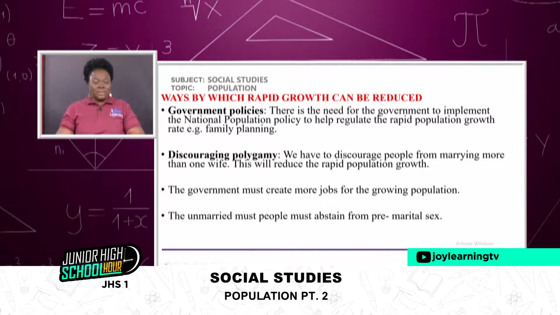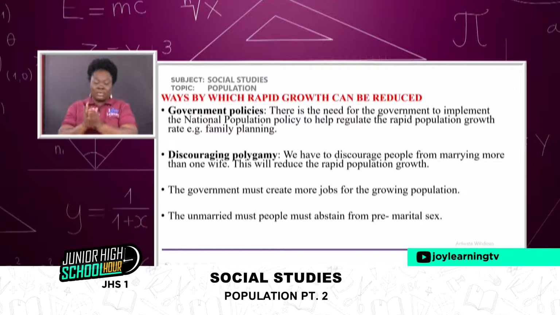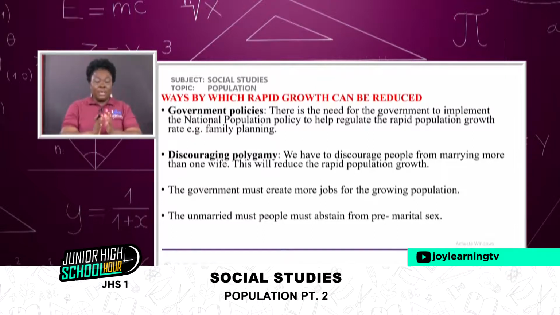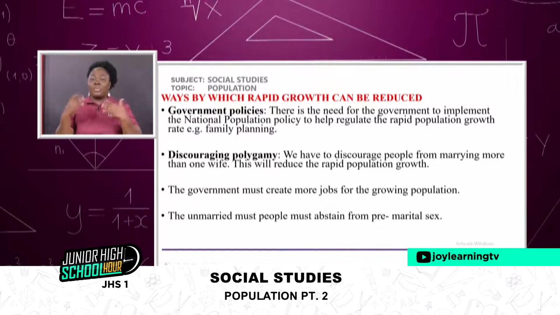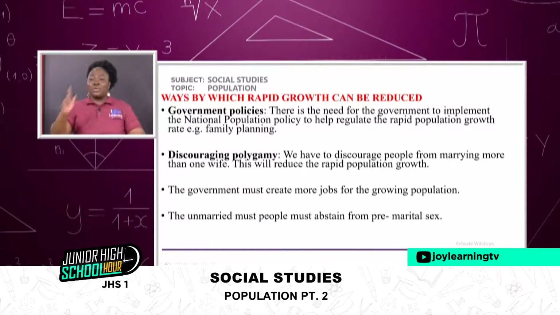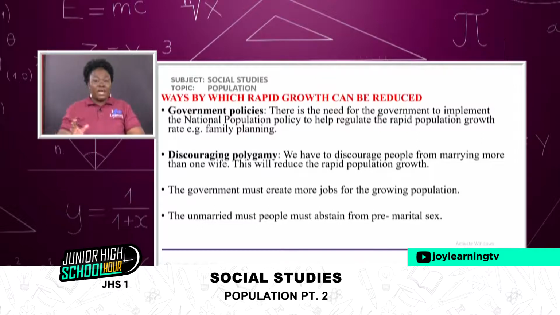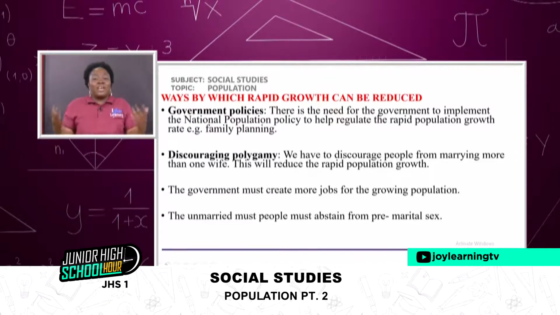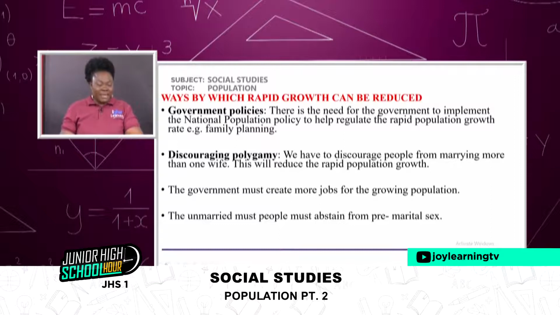Now we are looking at ways by which rapid population growth can still be reduced. Government policies. There is a need for the government to implement the national population policy to help regulate rapid population growth rates. So government should make policies, make laws, a binding national population policy to regulate the rapid population growth. In some countries, they have said that you can give birth to only one child. It's a policy there. For here, I don't know. But I think people themselves have made their own policies and have decided that they will give birth to only 2 children so that they can be able to cater for them.